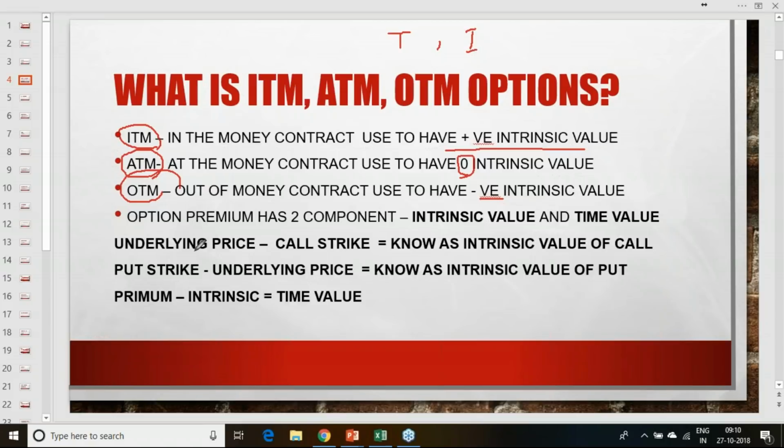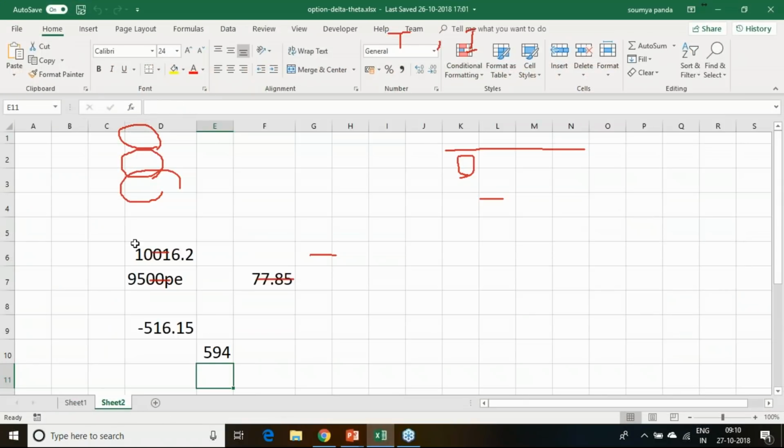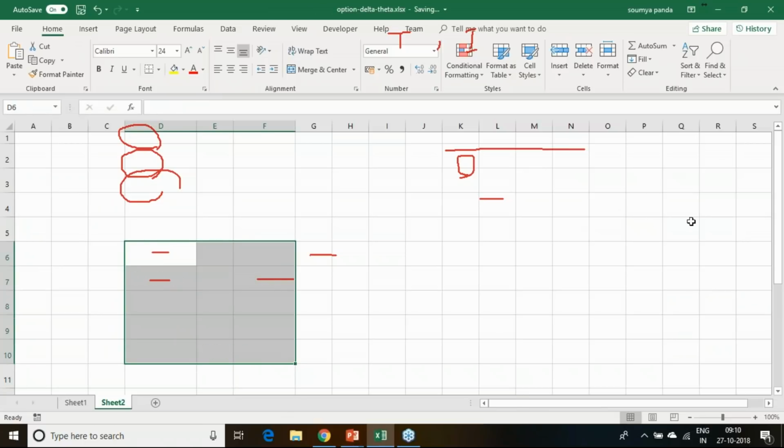And how do we calculate this intrinsic value? Intrinsic value is calculated through one formula: underlying price minus call strike. In the case of a put option, put strike minus underlying price. This is the only difference, and premium minus intrinsic value is your time value. So now let us go for one very good example here, so that we can understand this.